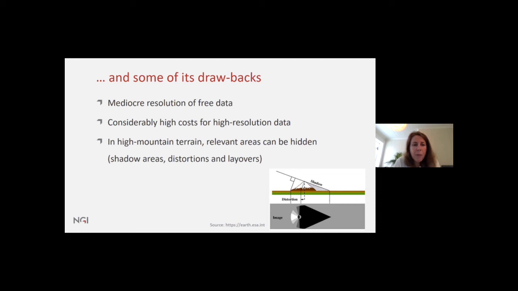In addition, in high mountain terrain, actually where we have to count on avalanches, relevant areas can be hidden. This can be due to shadow areas in optical imagery or to what we call distortions and layovers in radar imagery, which is caused by the fact that the radar is looking from the side onto the steep topography.